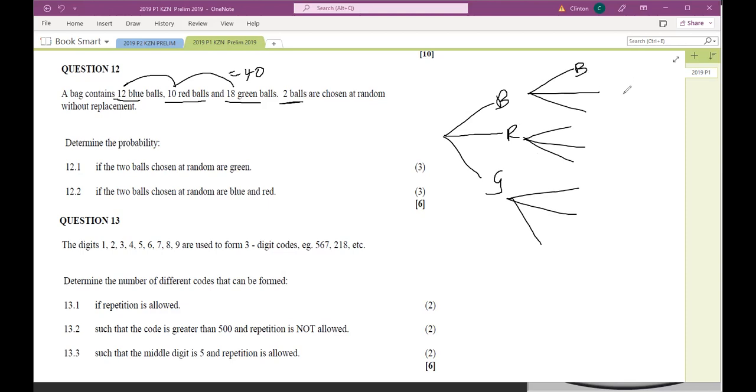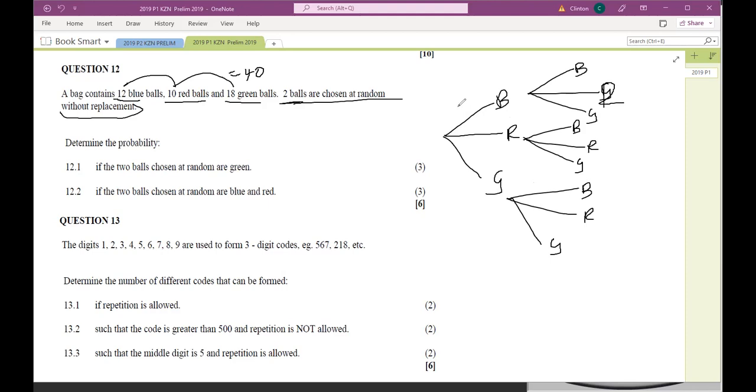We're gonna have blue, red, and green. We're gonna have blue, red, and green. We're gonna have blue, red, and green. Okay. So we have that so far. Then they say they are chosen without replacement. So without replacement means the total of balls here will be 40, right? And then here the total of balls at any given draw will be 39 because we had 40 balls and then we made the first draw and did not replace it. So it means we're going to have 39 balls left.